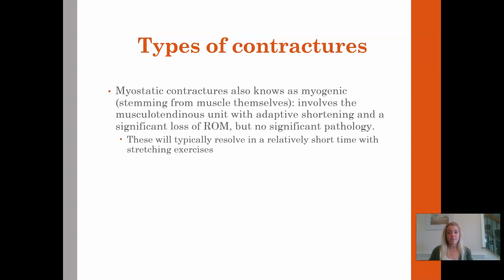So there's four major types of contractures. The first is a myostatic or a myogenic contracture, and this means that it comes from the muscle itself. It's a shortening of the muscle, which can produce a loss of range of motion. There's no significant pathology. This is pretty typical following things like immobilization. The muscle is going to shorten up, or after an injury, surgery.